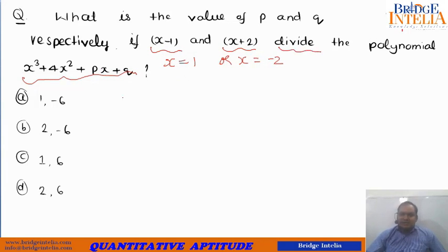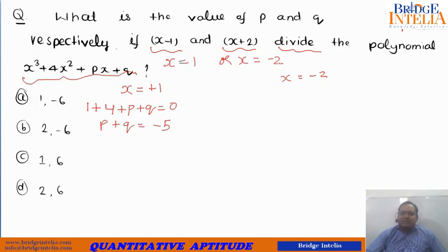So let's do that. If I put x equal to plus 1 and then x equal to minus 2 in the given expression, in both the cases the expression must become equal to 0. So if I put x is equal to plus 1 in this expression, it would mean 1 plus 4 plus p plus q is equal to 0. So from here you can conclude that p plus q is equal to minus 5.